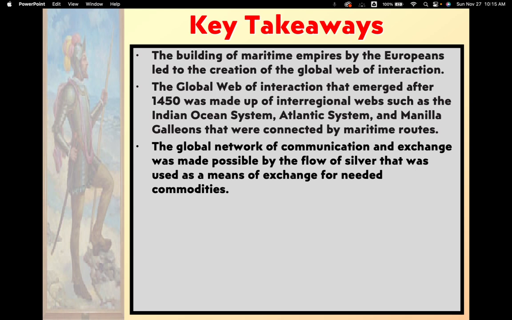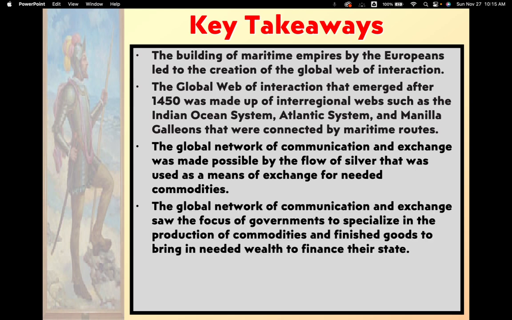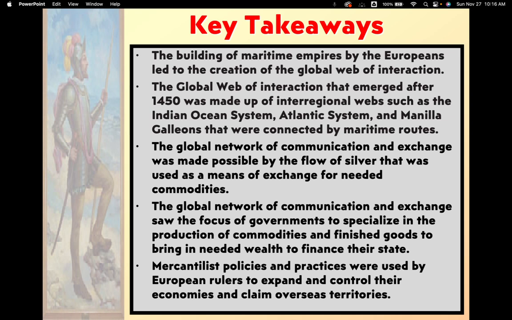That this global network featured the flow of silver, and silver now becomes the standard means of exchange for commodities. And that this global network of communication saw the focus of governments to specialize in the production of commodities and finished goods to bring in the wealth to finance their states. Finally, mercantilist policies and practices were used by European rulers to expand and control their economies and claim their overseas territories.